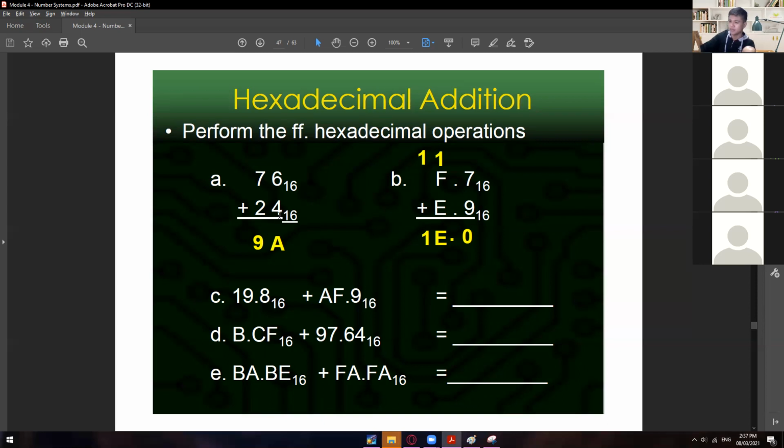But for now, let's answer letter A. So 4 plus 6 is 10. And in hexadecimal, 10 is letter A. All right? And then 2 plus 7 is 9. So this one has a result of 9. And then we have here 7 plus 9 is 16.